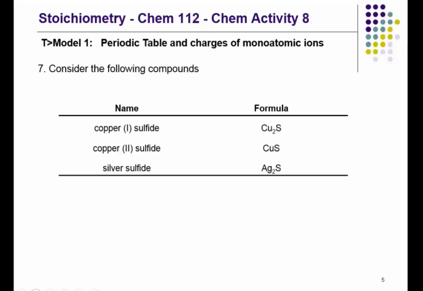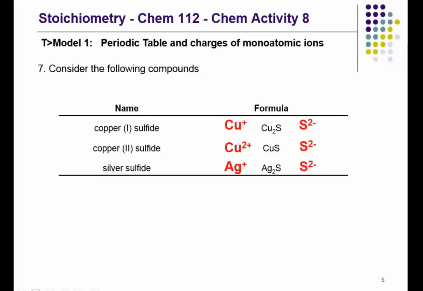In each case, because the sulfur is found in the 6th column, its anion has a -2 charge. This allows us to predict the charges of the metals. In the first case, because we have 2 copper cations, each copper cation has to be +1. In the second case, because we have one copper cation, the copper cation has to have a +2 charge. And we can also predict that the silver cation charge must be +1.